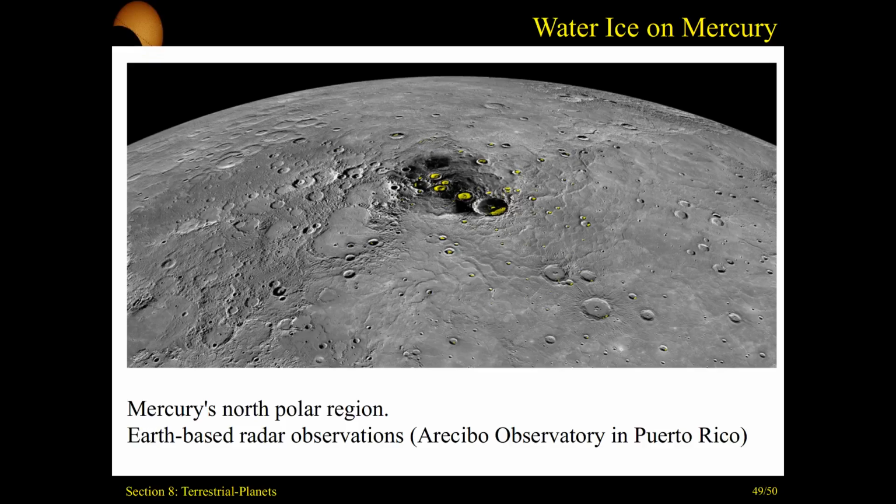Even on Mercury, we think we found pockets of ice. This is based on radar observations from the Arecibo Observatory in Puerto Rico. Each of the yellow dots, this is close to the northern pole of Mercury. Each of these craters potentially has water ice, frozen in these craters. So looking at the northern pole of Mercury is one of high interest too, to try and see what kind of materials are there.